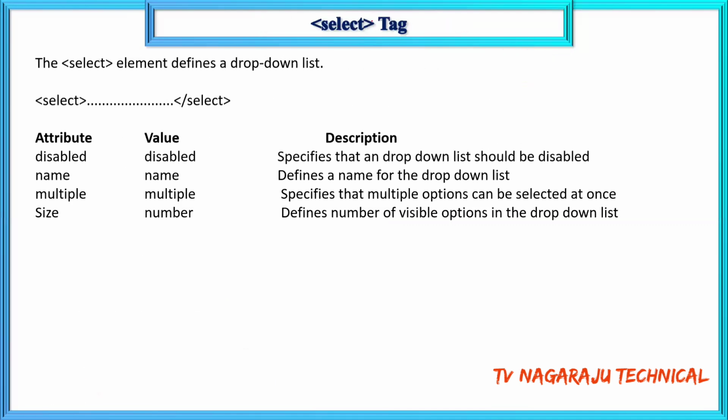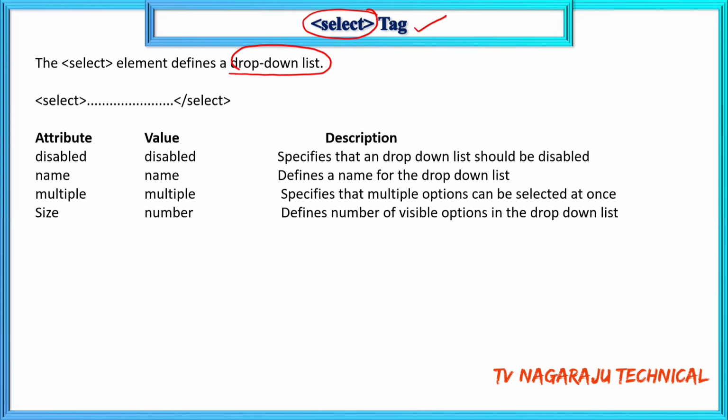Now, in this session, we move to the select tag. What is the purpose of the select tag? Simply to create a drop-down list. While filling an application form, some drop-down lists appear. Such drop-down lists are created by using the select tag.